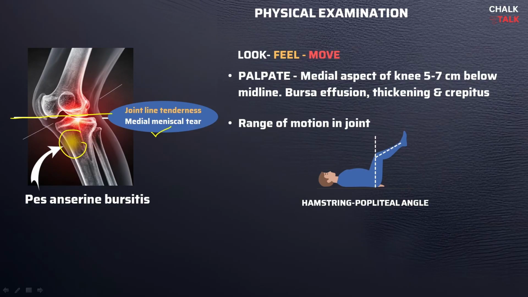Okay, we also assess hamstring flexibility using the hamstring popliteal angle right there. Here we have the hip flexed to 90 degrees. The leg is simply extended. A flexion angle which is greater than 15 to 20 degrees suggests hamstring tightness.